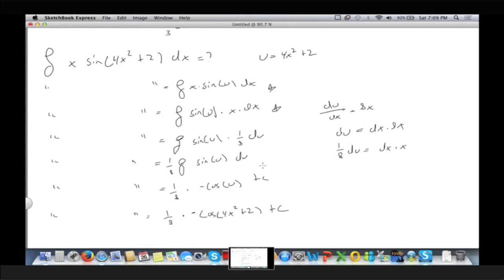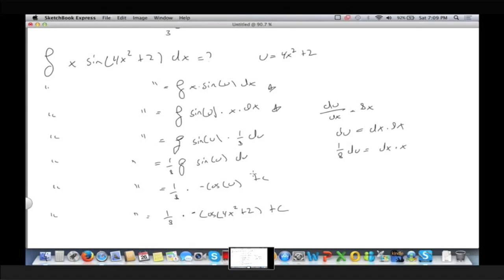Remember, we get rid of the x's in two stages. First of all, you got rid of the 4x squared plus 2 by substituting in the u. But that still left us with some x's. So then the next trick that's helpful is rewrite the integral so the x's are all next to the dx. We can do that because multiplication is commutative. X times sine of u is the same as sine of u times x.